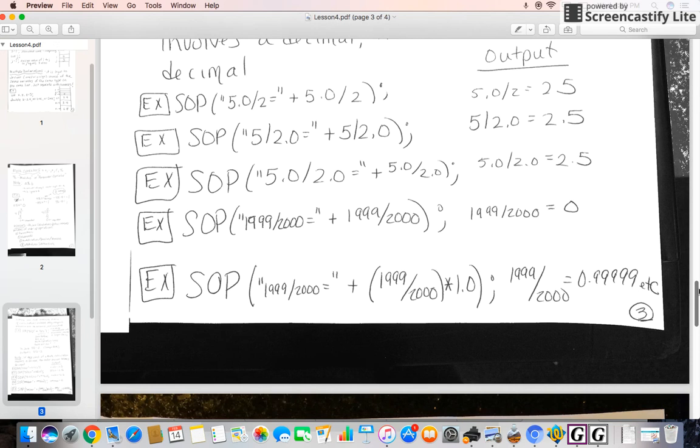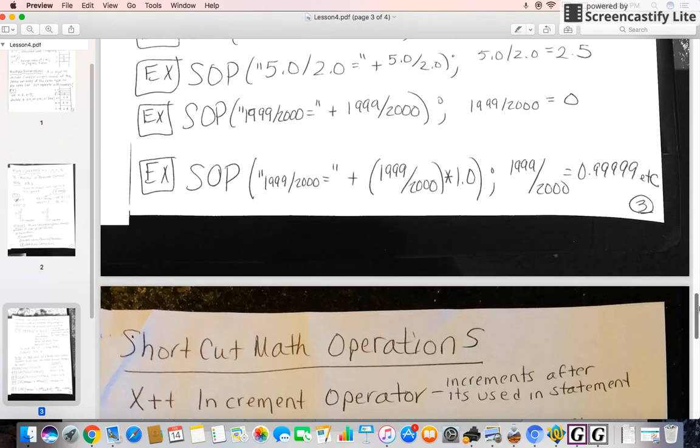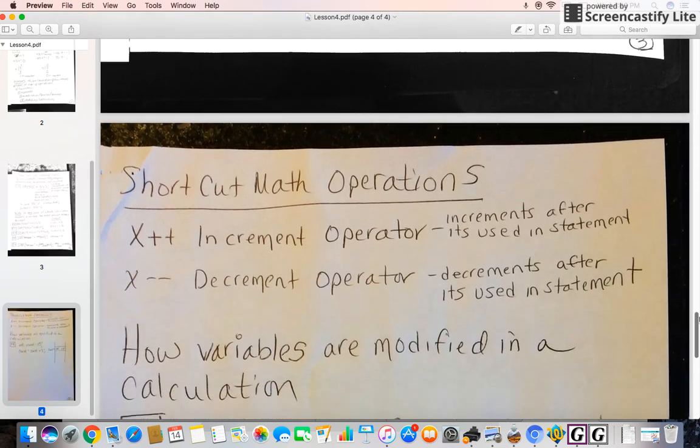Here's a little tricky one. Notice that if I take 1,999 divided by 2,000, we know that's a decimal that's really close to 1, but because this is integer math, the answer is 0. If I do the same problem again, but then multiply the answer by 1.0, this answer will be 0.99999. We'll check these things in Java as well when we do our demo.